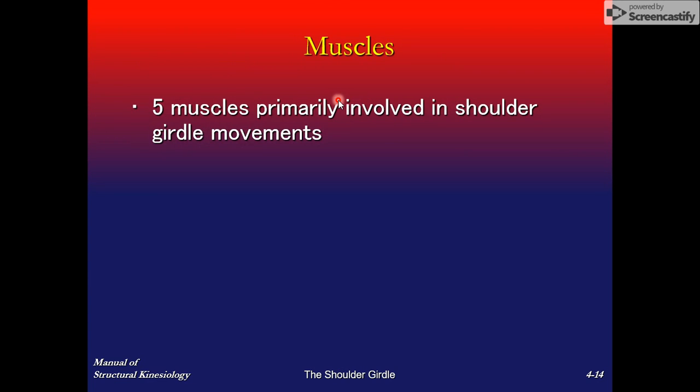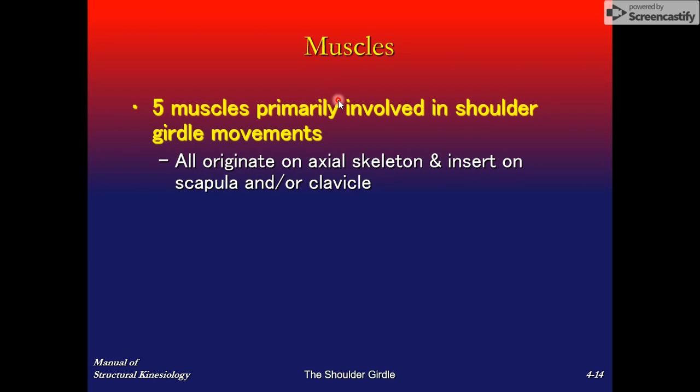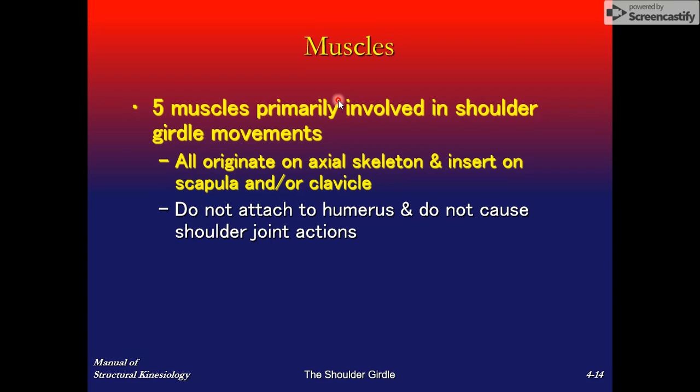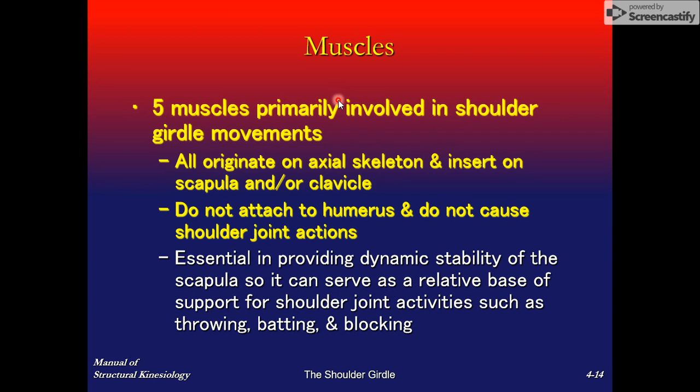Some of the muscles. The 5 muscles primarily involved in shoulder girdle movements all originate on the axial skeleton and insert on the scapula or clavicle. They do not attach to the humerus and do not cause shoulder joint actions. They are essential in providing dynamic stability of the scapula so it can serve as a relative base of support for shoulder joint activities such as throwing, batting, and blocking.